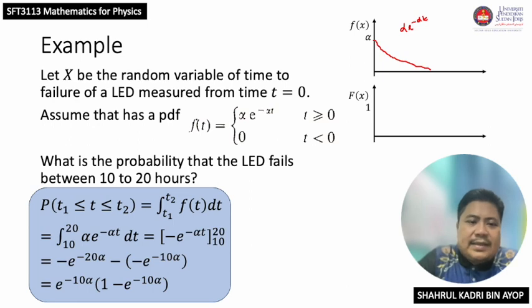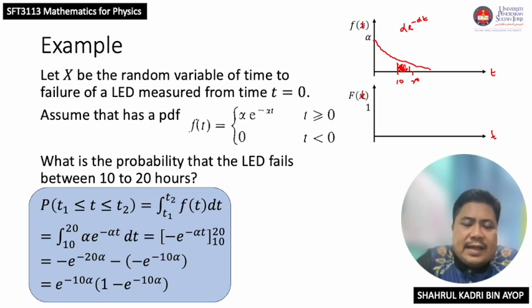What is the probability that the LED fails between 10 and 20 hours? That means maybe somewhere here. Instead of x, let's put t. So maybe this is 10 and 20. What we want to calculate is the area here under the graph. So we find the definite integral between these two values, 10 to 20, and we get the probability equal to this, where alpha is left as an unknown.